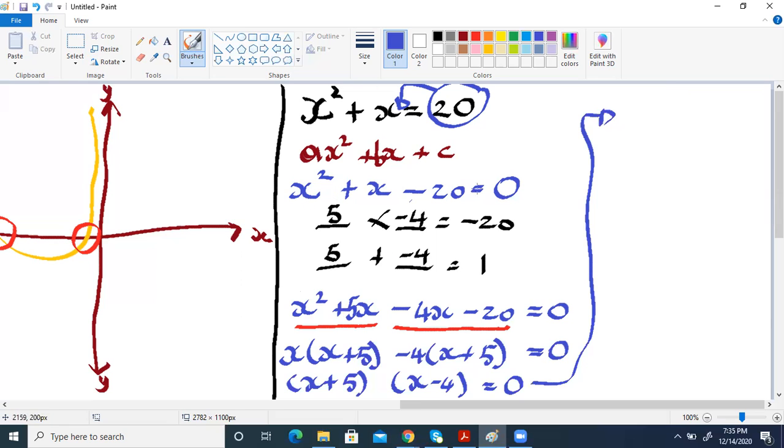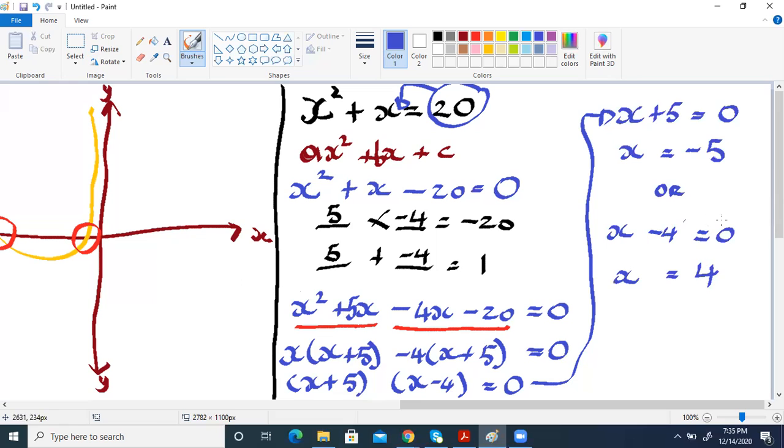So let's take the first one, x plus 5. We will say x plus 5 equals 0, which means x is equal to negative 5, because we carried this 5 across the equal sign. And then the other solution is x minus 4 equals 0, and then x will be equal to positive 4, because you carry it across the equal sign. All right, so that would be the solution for that one.